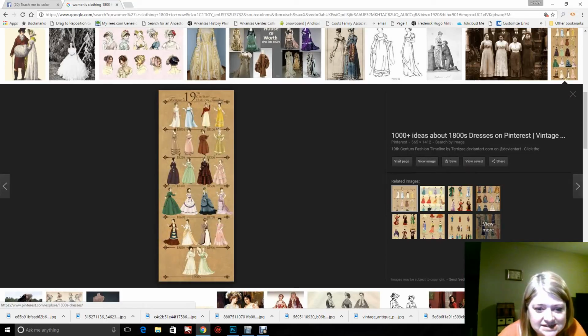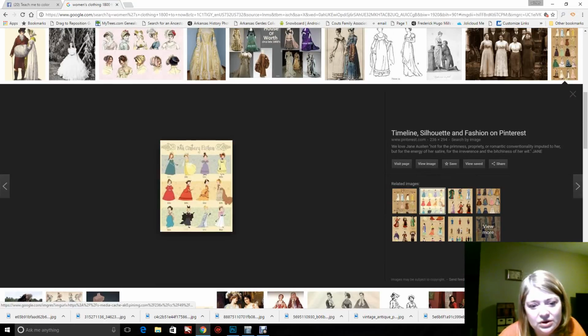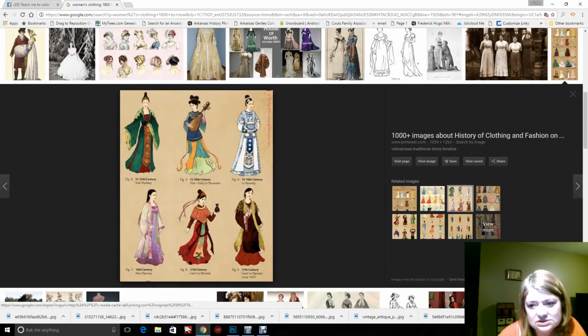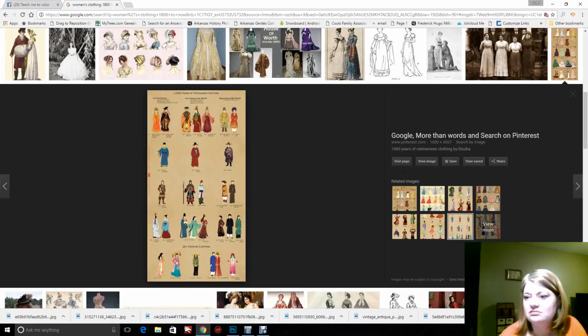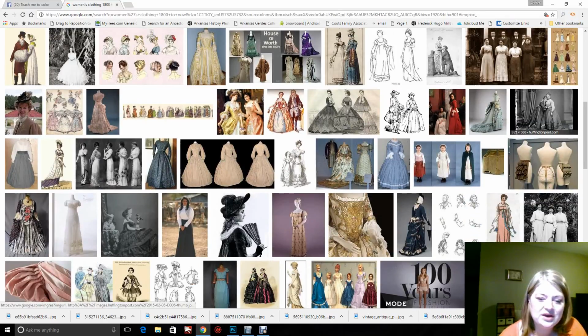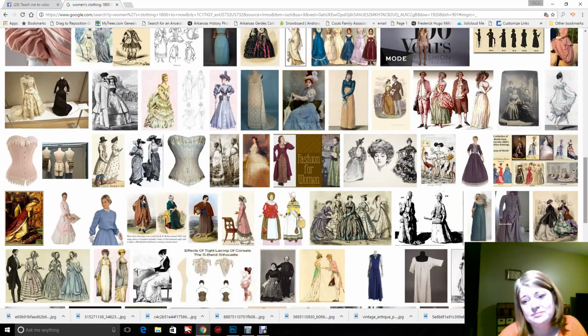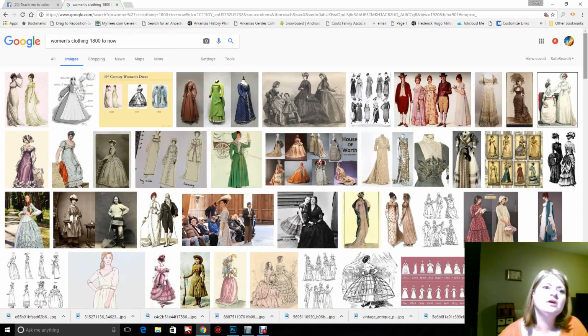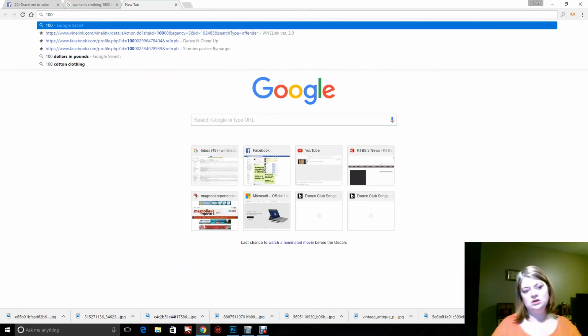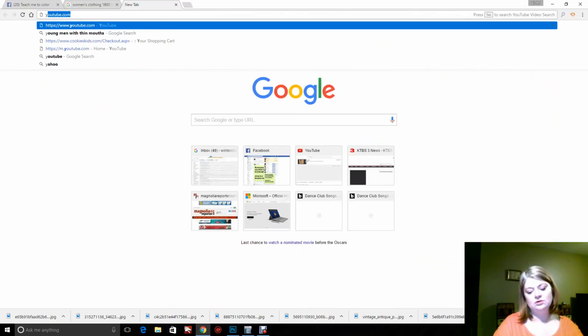But there are lots of different charts that will kind of help you to see different fashion, and they even have them in different parts of the world. And sometimes that's what we have to look at. We have to look at different parts of the world to determine when something might have been popular. There are several videos on YouTube that I think are called 100 Years of Fashion. Let me go to YouTube and I will show you.